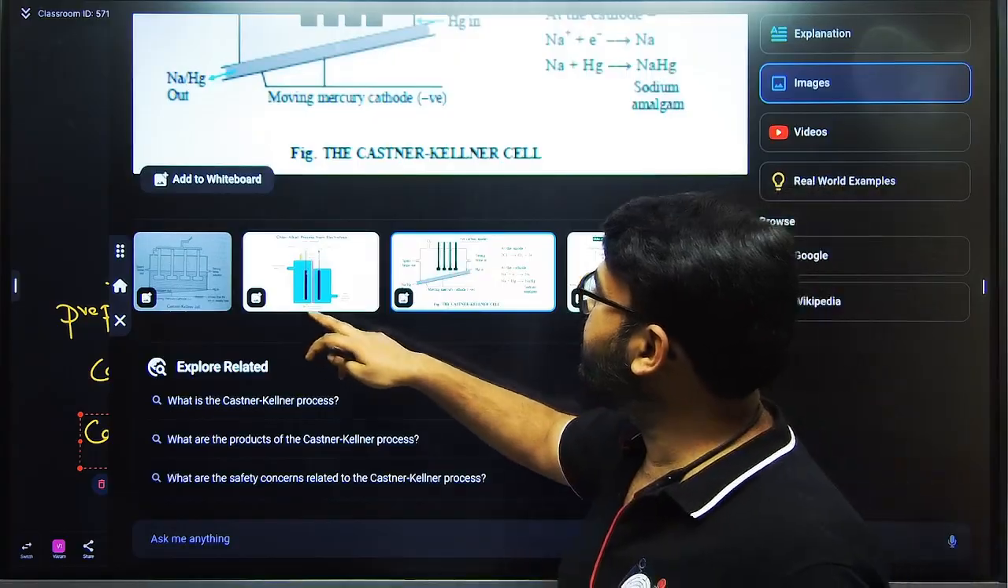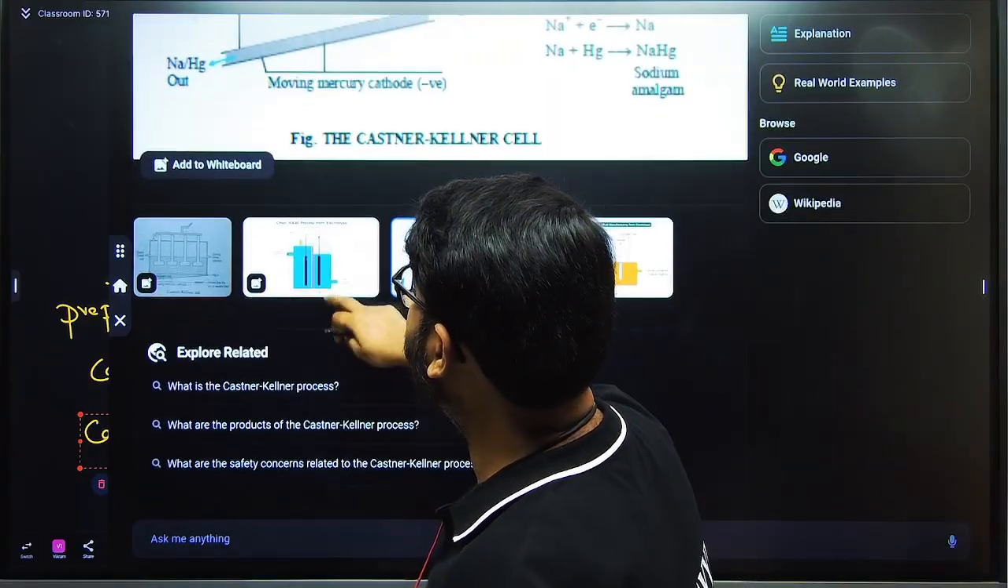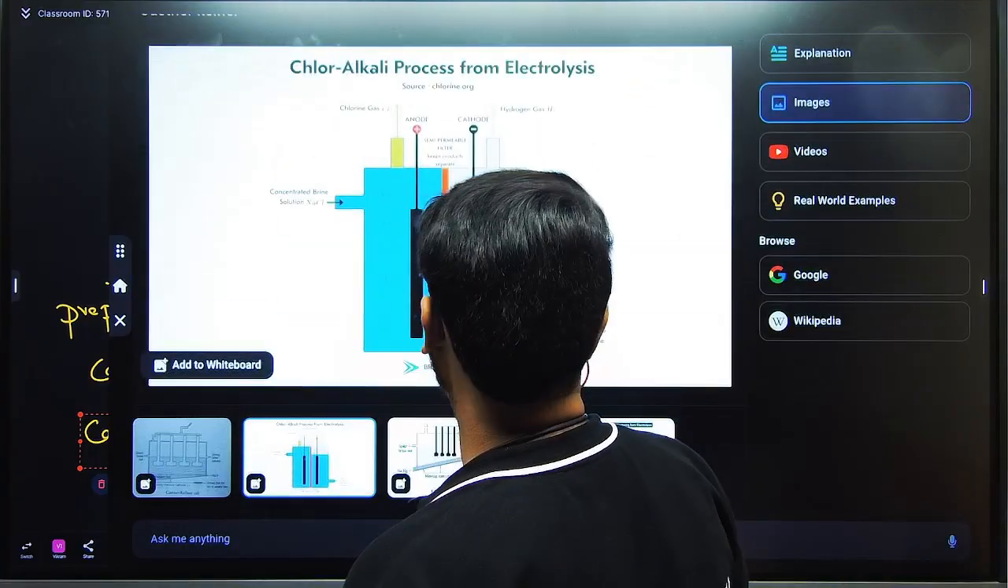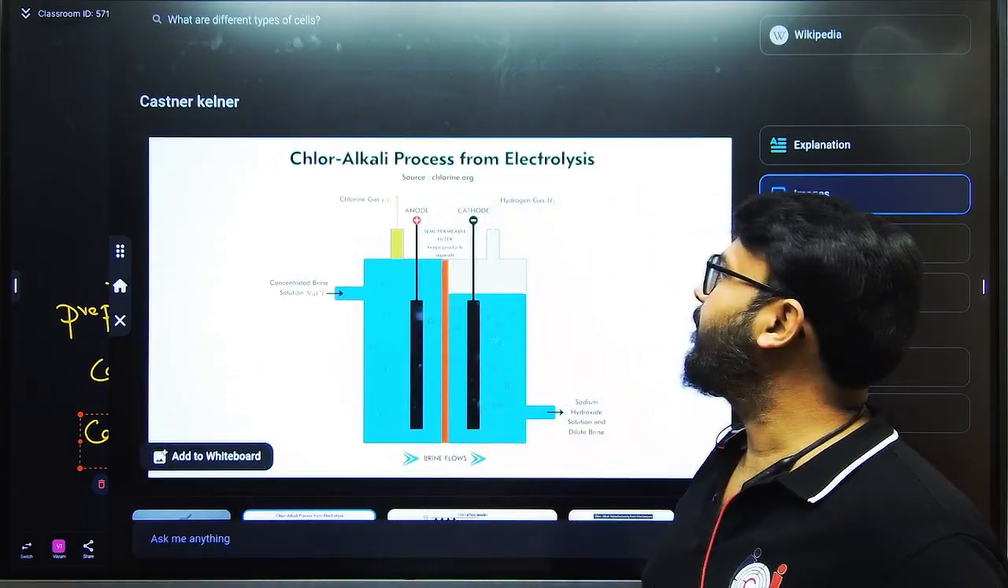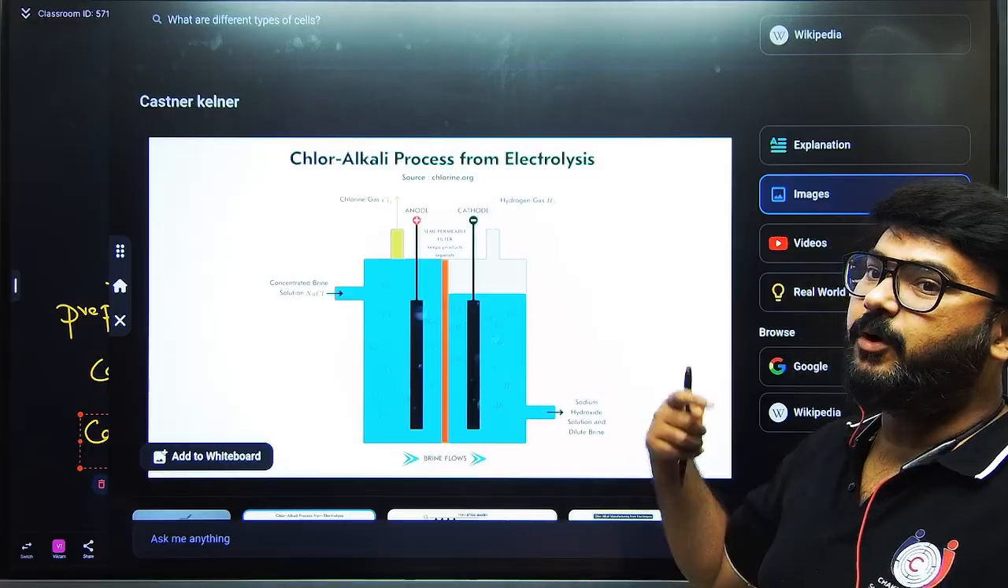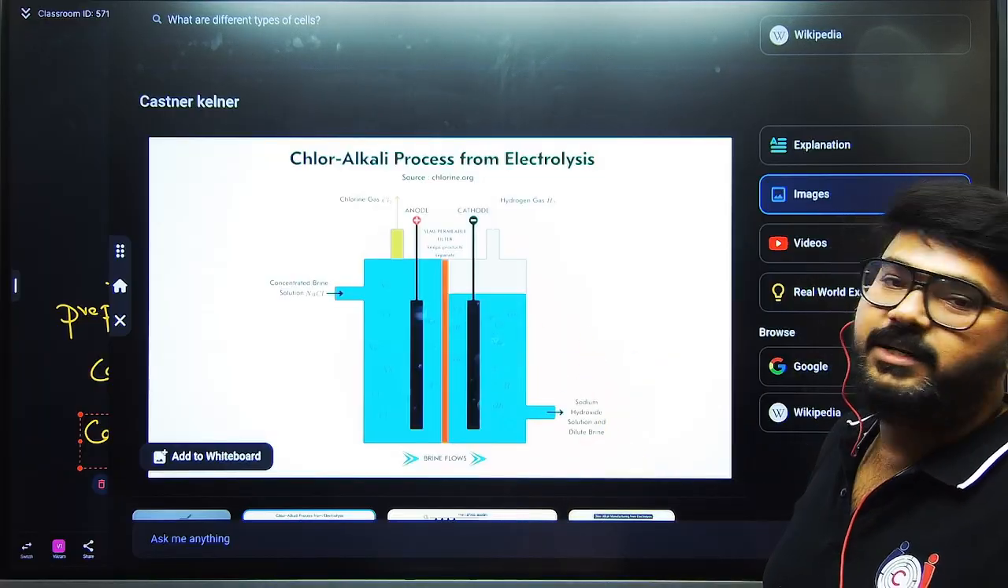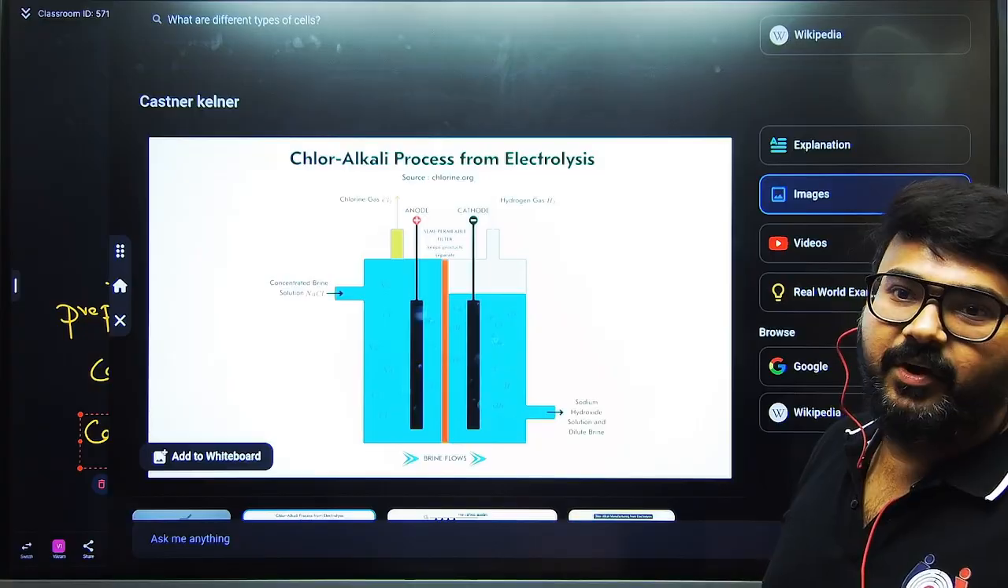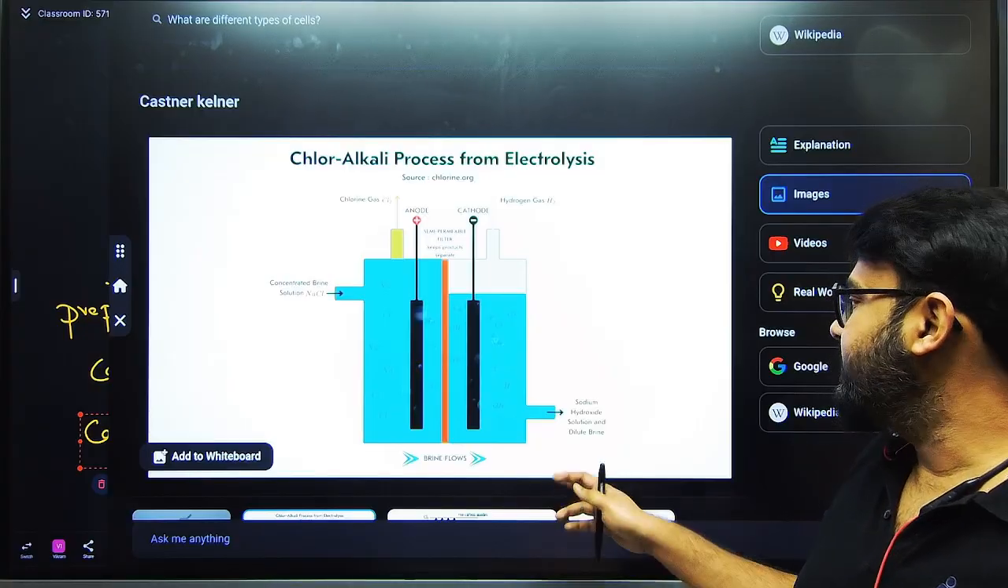No, no, no. This is the modified form. That is the modified one. Guys, this is the one. Okay, chloralkali process. Is it clear?